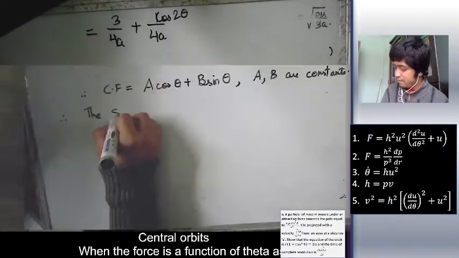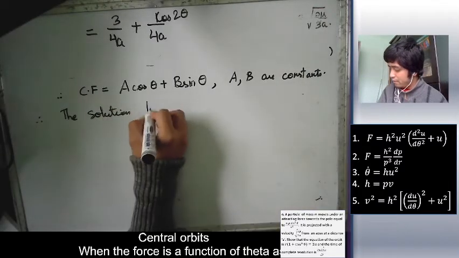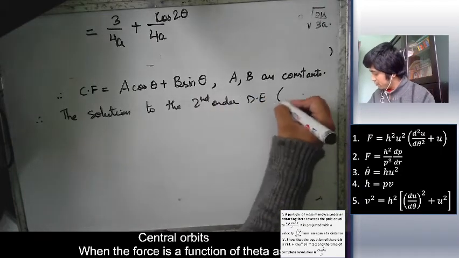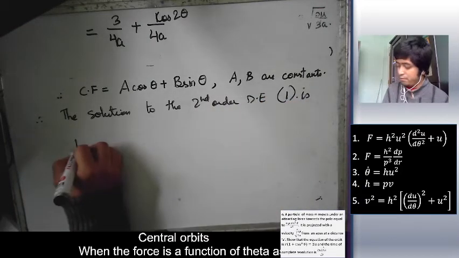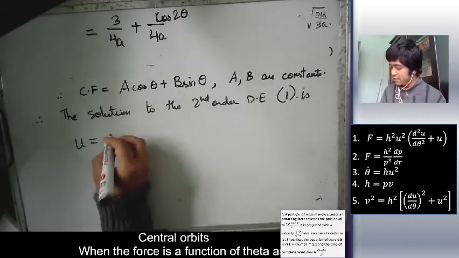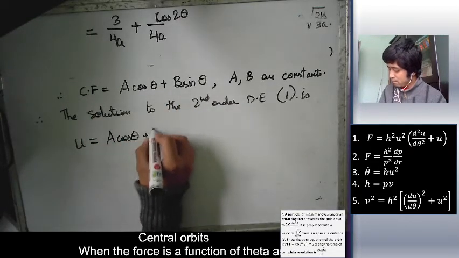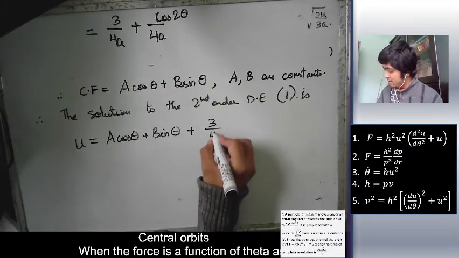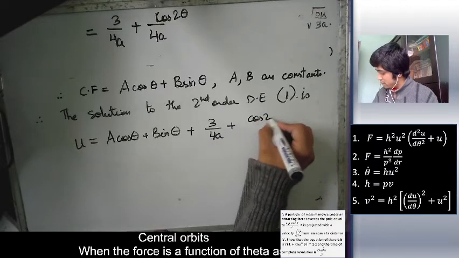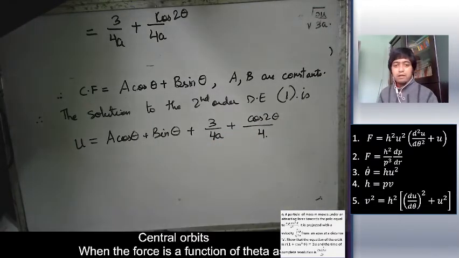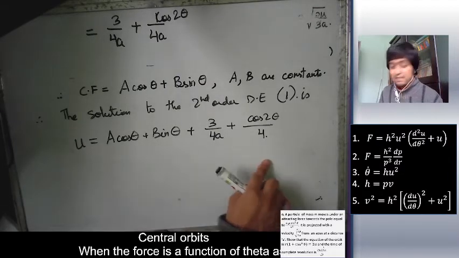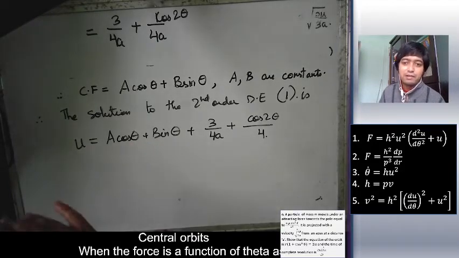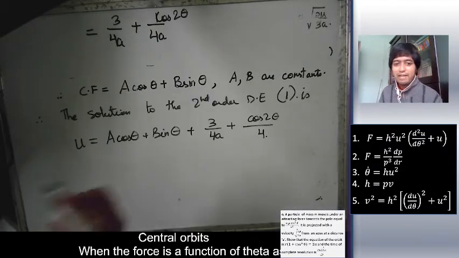The solution to the second order differential equation 1 is u equals the complementary function plus the particular integral. So we have got what u is. Now we still have constants A and B. We need to evaluate the constants. How do we do that? By using the value at the apse.